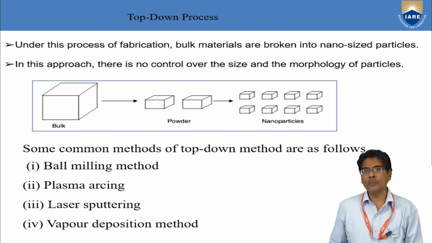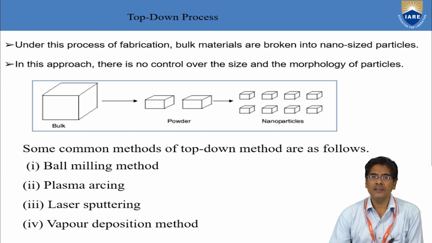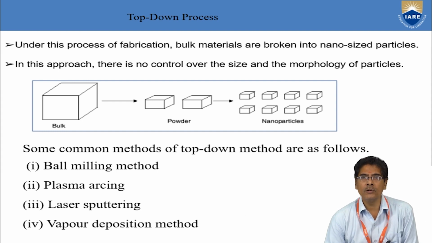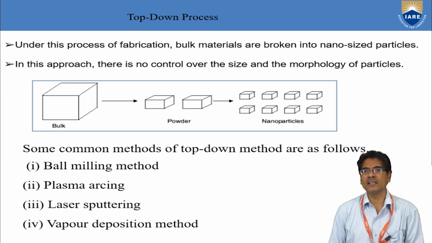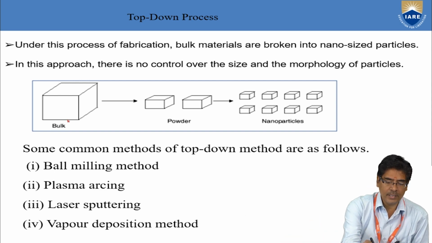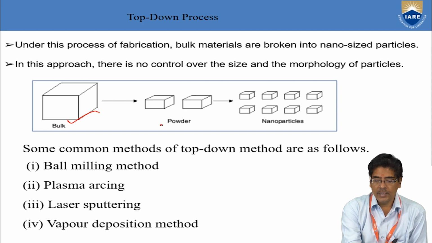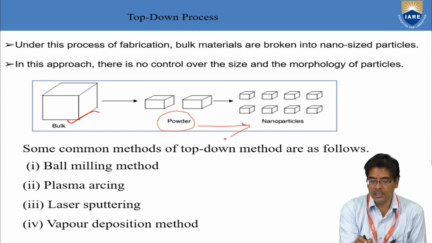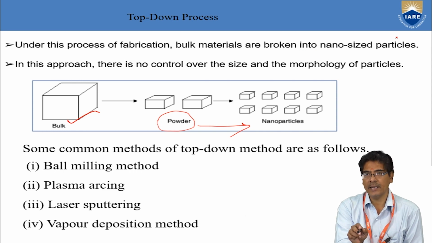If we discuss the top-down process in detail, under this process of fabrication, bulk materials are broken into nano-sized particles. These bulk materials are first taken into powder form and then go down to the nanoparticle size.